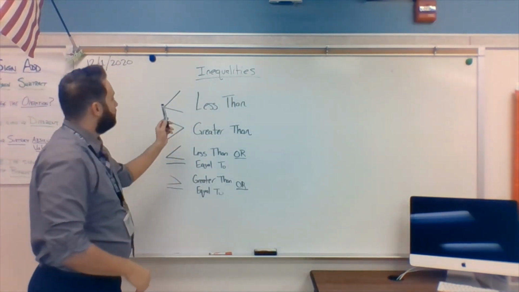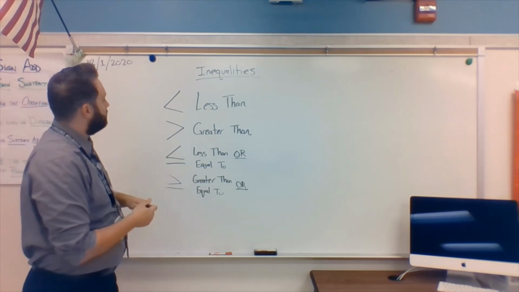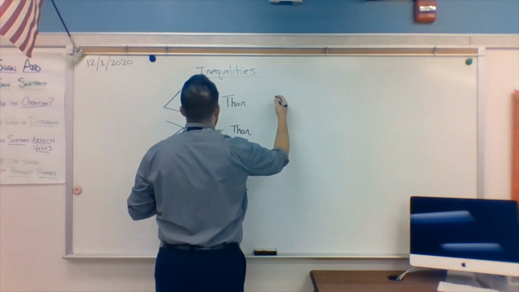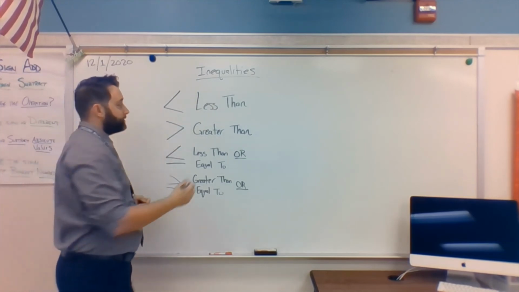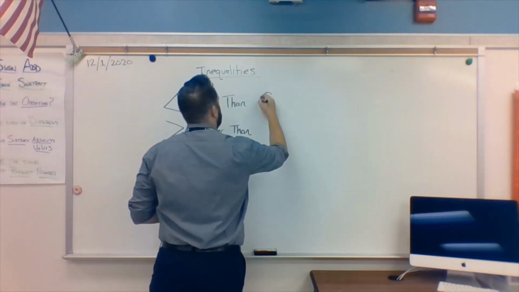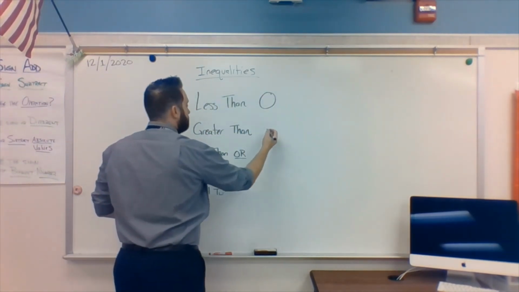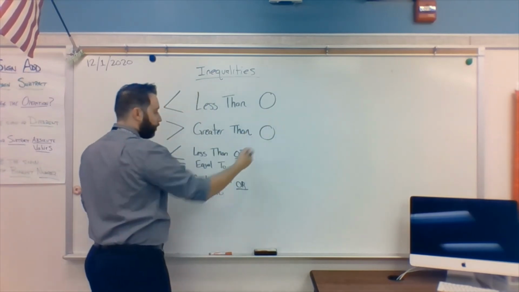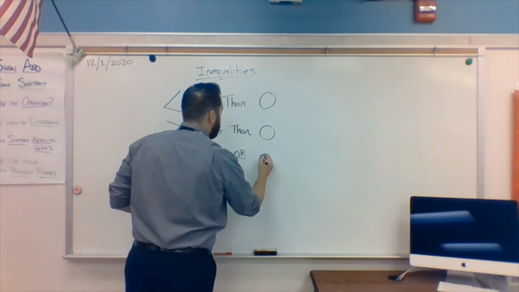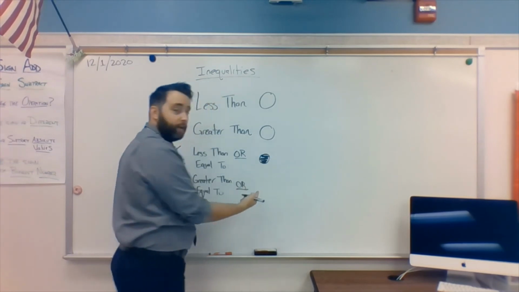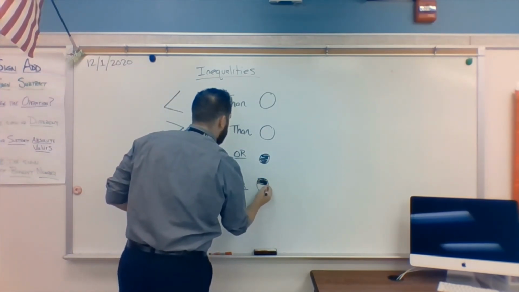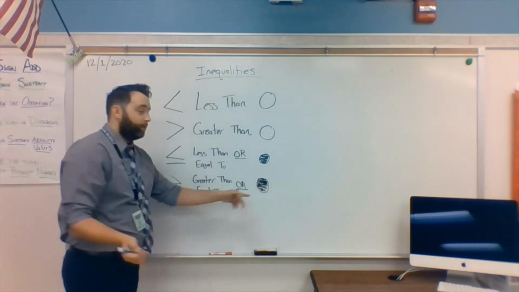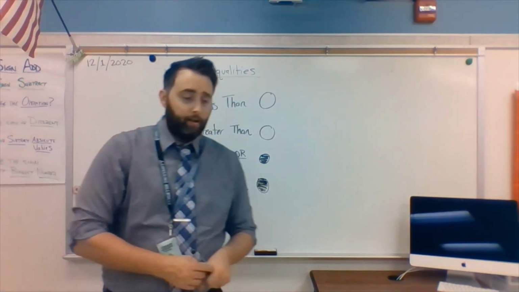So once again, less than means that the variable is smaller than whatever the number is. So it is a nice open circle. Greater than, open. Less than or equal to, because it's equal to, means it has the filled in dot. And greater than or equal to, once again, because it's equal to, means it has the closed dot.